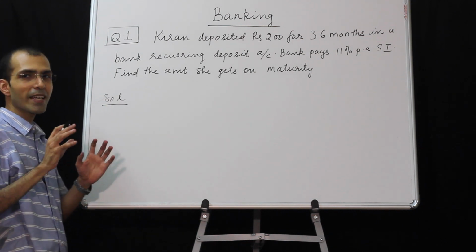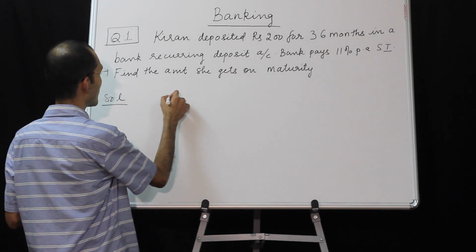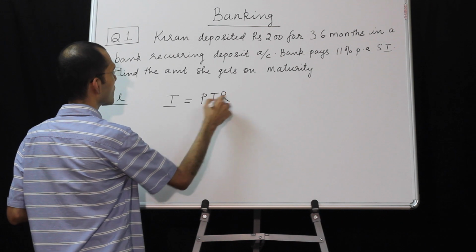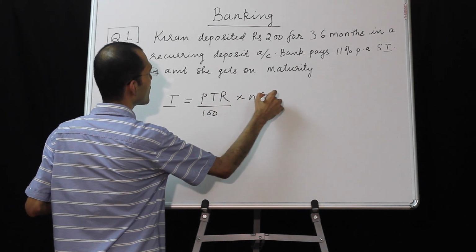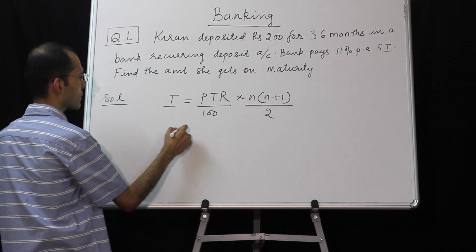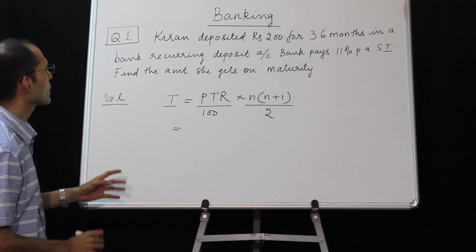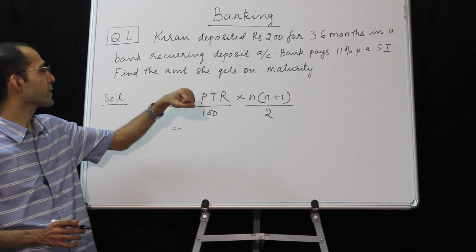Find the amount she gets on maturity. So we want to find MV. So let's first find the interest. Start the sum with I. I is PTR upon 100 into n plus 1 upon 2. Always write the formula followed by correct substitution. What is P here? Now we have to pick up the data from this.